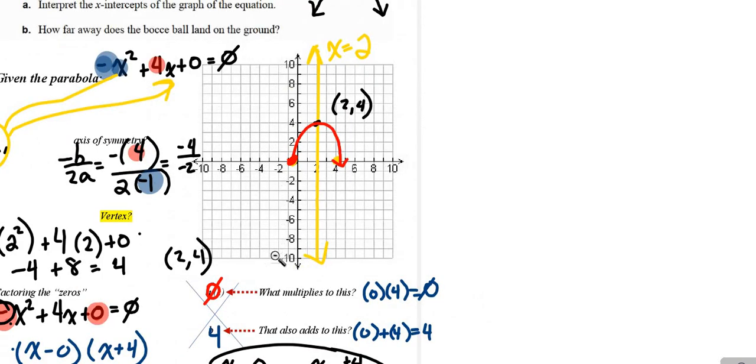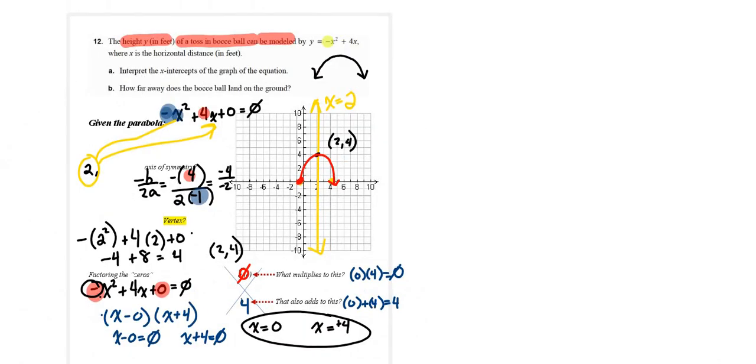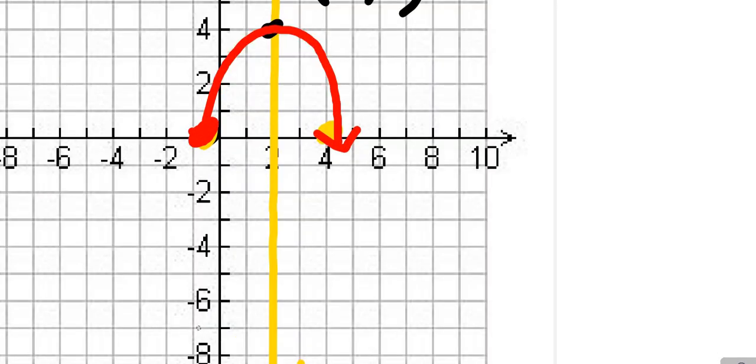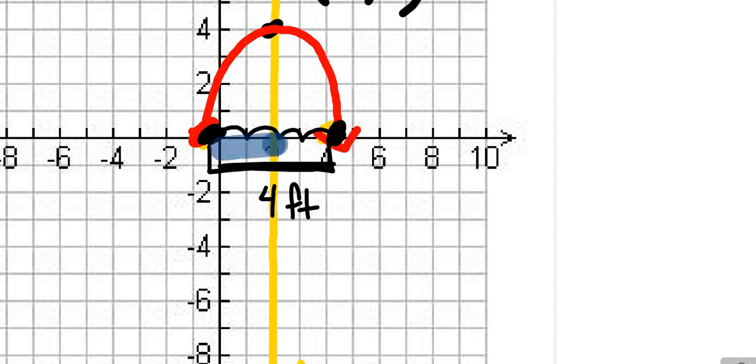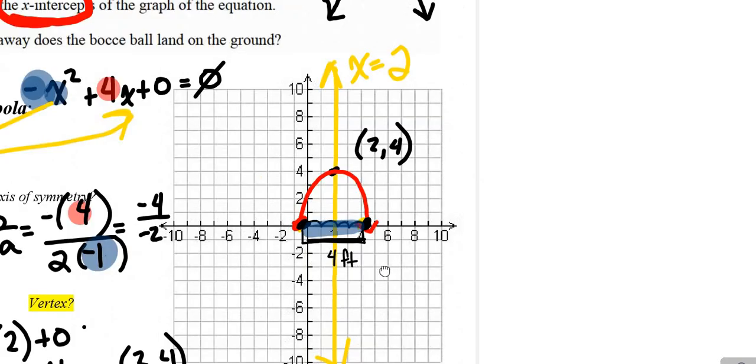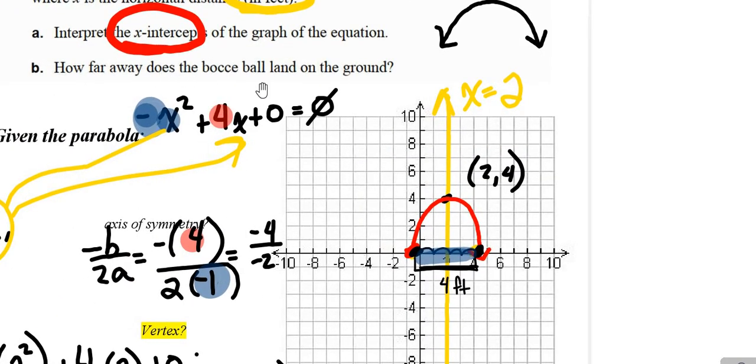Now, it's asking you 2 questions. Interpret the x-intercepts of the graph of the equation. And notice it's in feet. So our x-intercepts mean if I'm starting at 0 and I end at 4, that means the bocce ball is landing 4 feet away from its place of origin. It starts here and ends up there, and that distance from here to here is 4 feet between the intercepts. It says, how far away does the bocce ball land on the ground? And the answer is 4 feet.